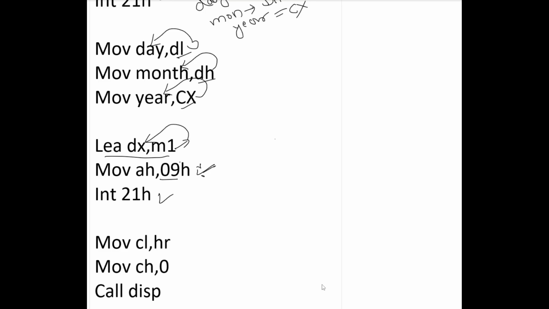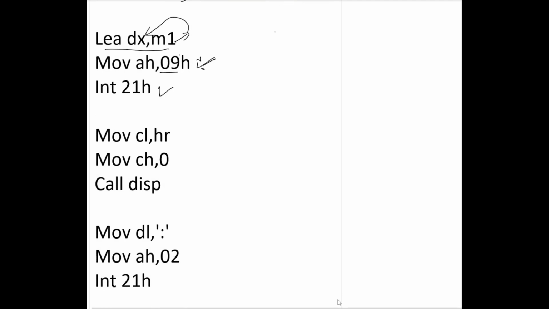Now next is mov CL, HR. It moves the value of hour which is stored in the HR variable to the CL register. Now here mov CH, 0 sets the value of the CH register to 0. Now call disp, it calls the procedure disp which is used to display the value of CL, which is the current hour. These three lines of the code display the hour value of the current time onto the console.